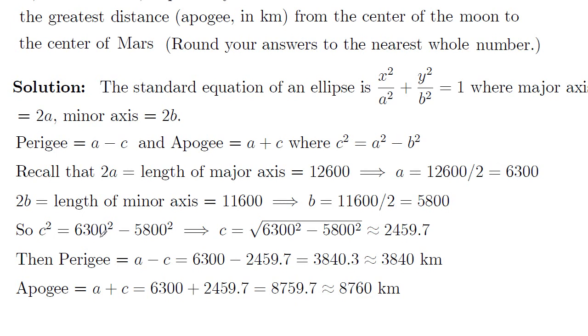If we compute c squared, 6,300 squared minus 5,800 squared, and then take a square root on both sides, we get c equals 2459.7. Then your perigee is a minus c, so 6,300 minus 2459.7, which is 3840.3, so 3840 rounded. Your apogee is a plus c, 6,300 plus 2459.7, which is 8759.7, 8760 rounded. There are two values.